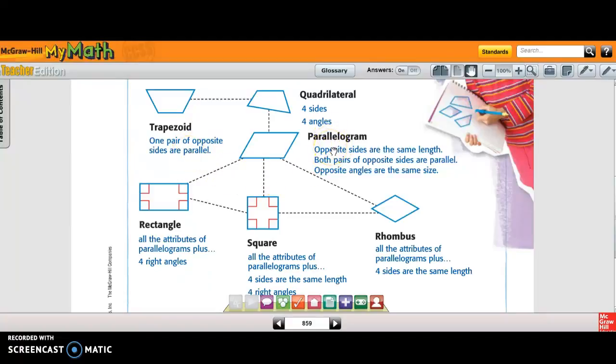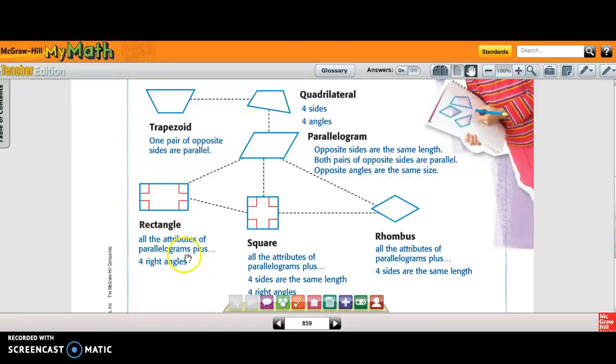A parallelogram has how many pairs? Two pairs. The bottom and the top, and then the right and the left. Opposite sides are the same length, meaning that the top side is the same length as the bottom side. The left side is the same length as the right side. And the opposite angles are the same size. So this angle right here is the same size as the opposite angle across from it.